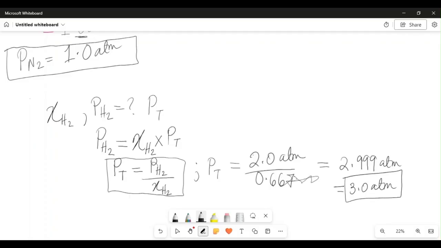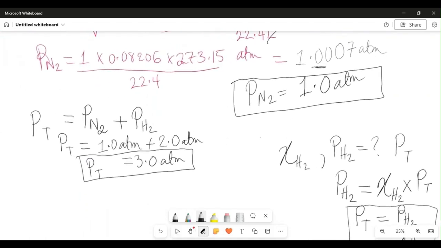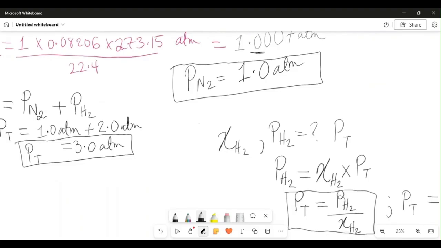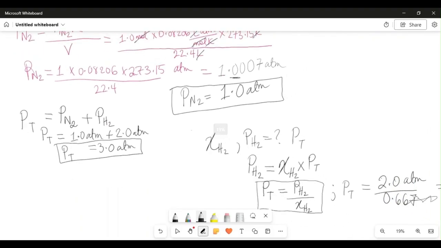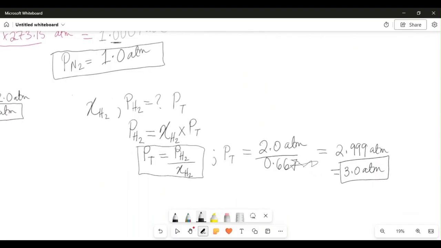If you look at 3.0 atmosphere and you also look at what we solved when we added up the two partial pressures, you see that we get the same answer. One is just the commonsensical way, adding up the partial pressures you've solved individually, and one is the concept-based way, which I just taught you, applying the formula that the partial pressure of a gas is equal to the mole fraction times the total pressure. From that, you can determine the total pressure when you have the partial pressure and the mole fraction of a particular component. Hopefully, this is helpful.